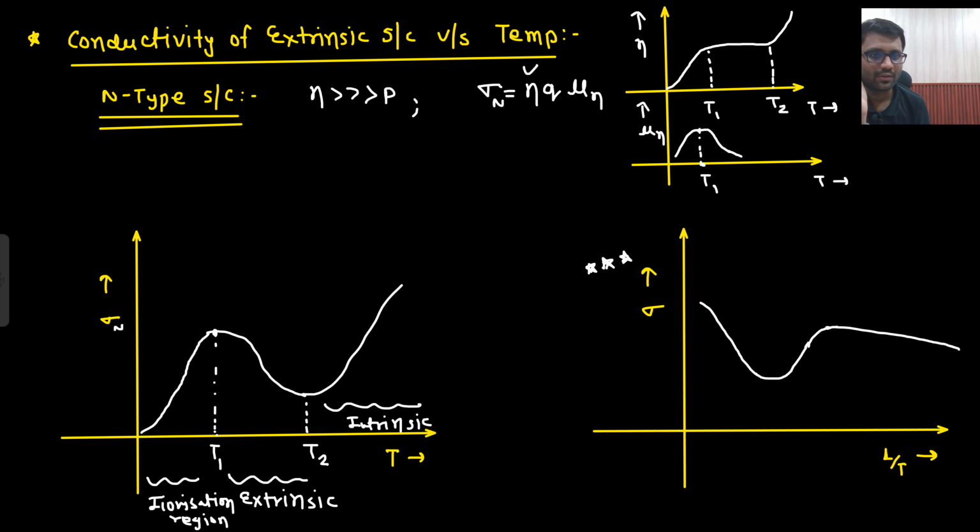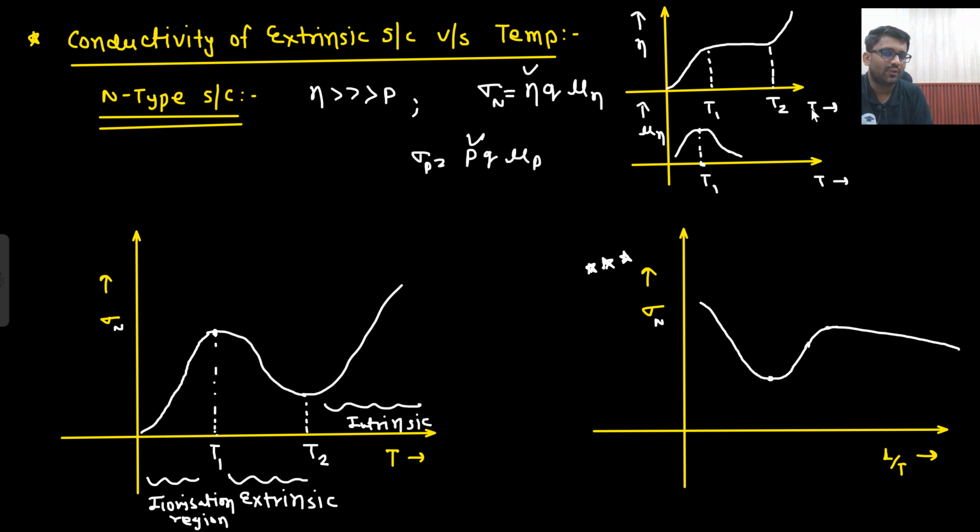Is that clear to you or not? All good? All fine? So I hope that graph is clear. A similar graph will happen for a p-type semiconductor as well, which we are not making. For a p-type semiconductor, what will happen? This graph will be the same.